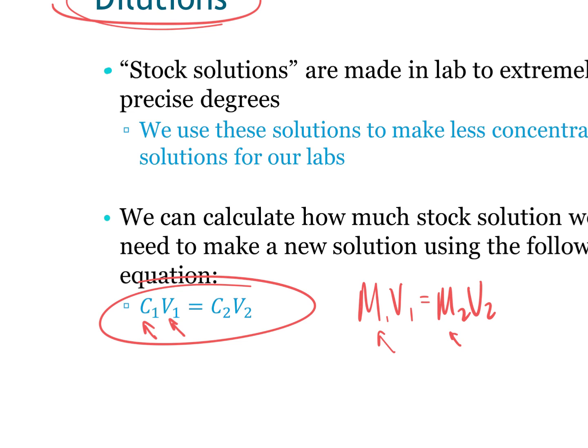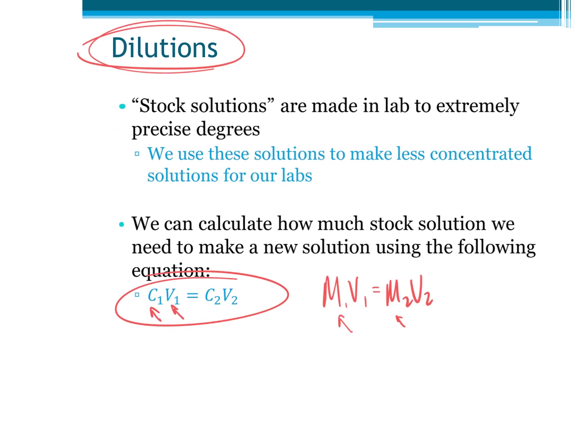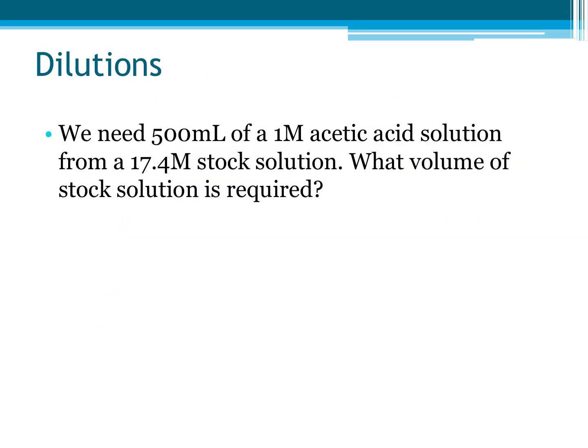And so what we're doing essentially is setting up a proportion, but in a non-fraction, right? We're looking at ratio and proportion. So yeah, let's look at some problems here and how we would apply this, okay? We need 500 milliliters of a 1 molar acetic acid solution from a 17.4 molar stock solution. What volume of stock solution is required?